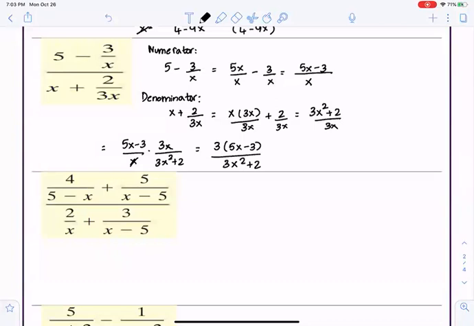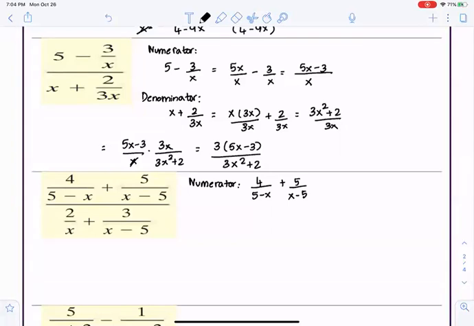Okay, so the next one is a bit of a challenging problem. So we have to do it one step at a time. So numerator, we have 4 over 5 minus x and 5 over x minus 5. And you may say, well, nothing looks similar between the denominators, but by all means, 5 minus x and x minus 5, they just differ by a negative sign.